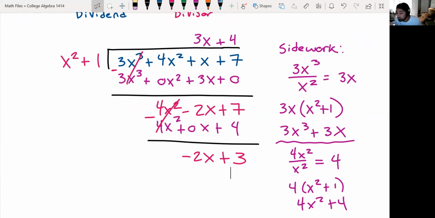And 7 minus 4 gives us positive 3. And now we are finished because x squared cannot go into x. So this is it. So now how do we write our answer?